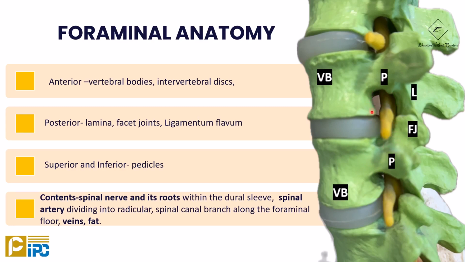So if you look at anteriorly, you've got the vertebral bodies and you've got the disc in the inferior part. If you look at the posterior part, you've got this lamina and you've got the superior articular processes. And also posteriorly, you've got the ligamentum flavum, which bridges this area. Now, if you look at the superior and the inferior border, there is the pedicle above and the pedicle below. In this foramen lies the nerve roots, the blood vessels, fat, and veins.